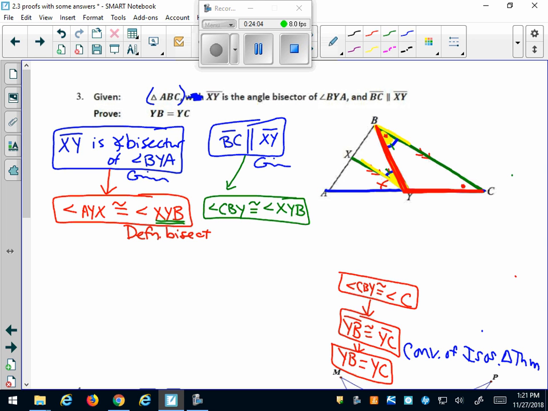All right, so the problem is we have to get CBY congruent to C. We have these two statements. Is that enough to say CBY is congruent to C? By transitive? No, because we haven't even mentioned angle C yet. How can we pull angle C into this? Yep, Dylan? If we use angle XYA is congruent to C, angle C, with the corresponding angles.